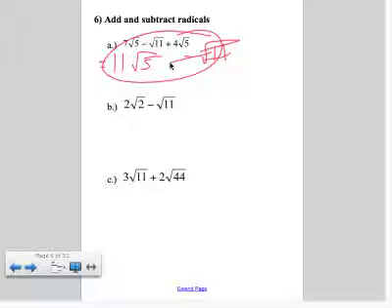In part B, I can't combine anything because you'll notice this has a square root of 2 in it. This has a square root of 11 in it. I can't do anything there. Okay, so I'm done. There's nothing to be done.